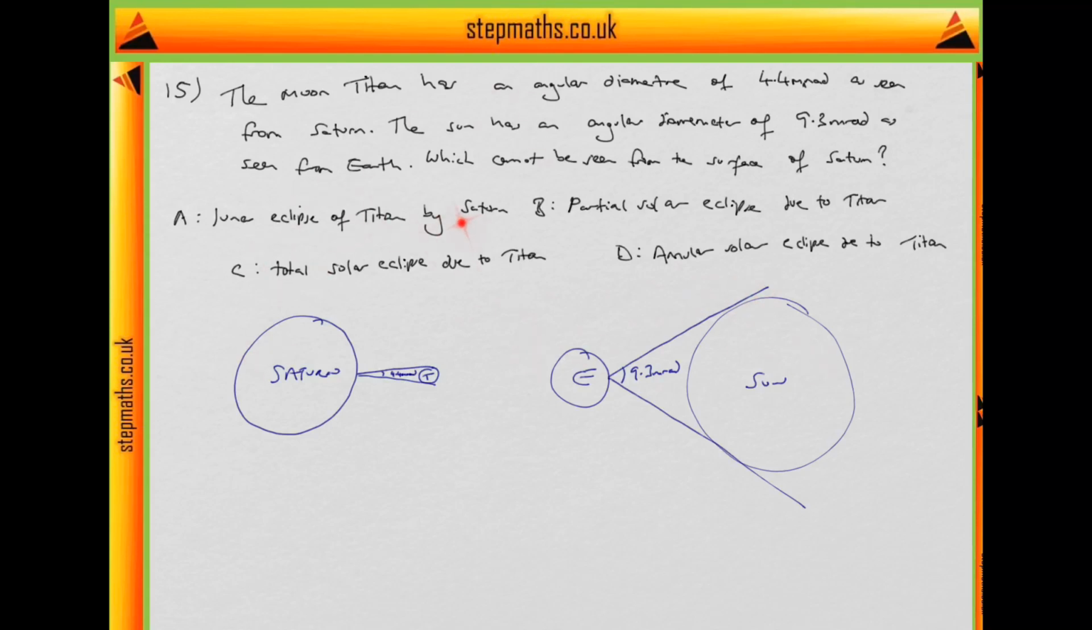So A can happen. B, a partial solar eclipse due to Titan. Well, clearly we see here Titan's in front of Saturn, partially eclipsing the sun, so this clearly can happen. Well, let's see, a total solar eclipse due to Titan.